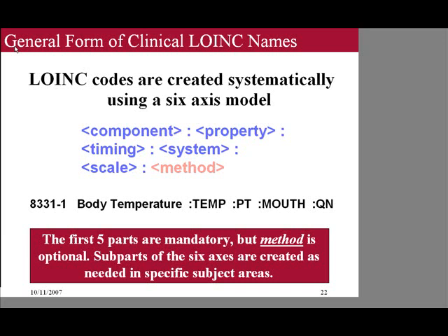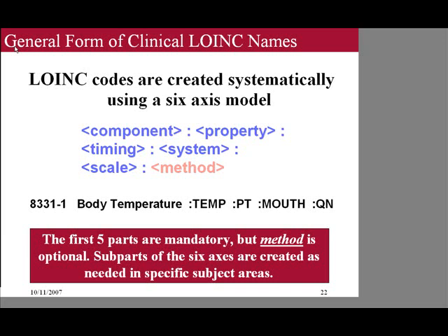But the example that we're looking at now, for instance, LOINC code 8331-1, the component is the body temperature. The thing that you're measuring about body temperature is the temperature, so that's a little bit redundant in this case. The point in time measurement, so this isn't an average measurement over time, but it's just a point measurement, and measured by mouth, quantitative measurement.